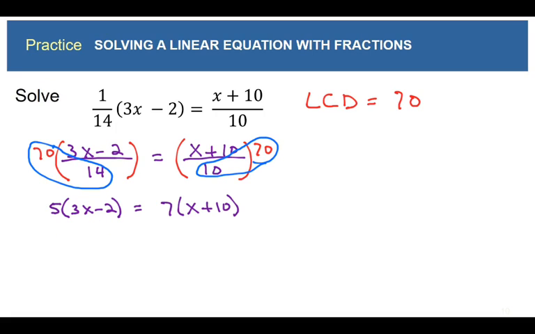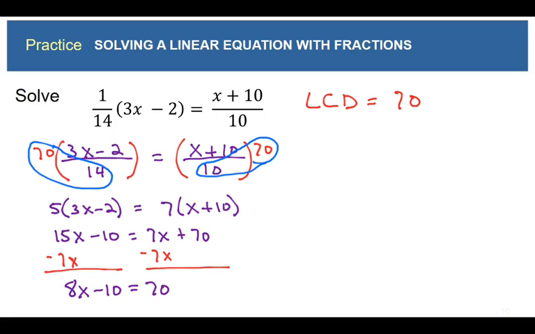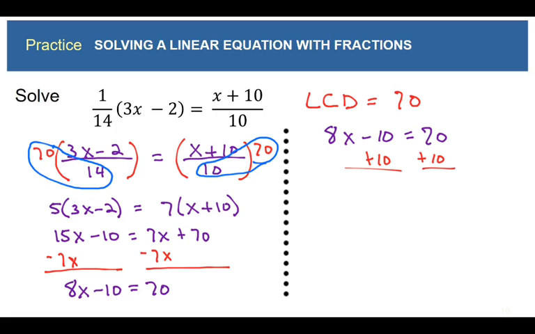Okay, now let's distribute the 5. And let's distribute the 7. And now we see that we've got both kinds of terms on both sides of the equal mark. I have x's and constants on both sides. So I want to eliminate the smaller x term. All right, minus 7x on both sides. That will leave us 8x minus 10 on the left and 70 on the right. Now let's add 10 to both sides. That's going to give us 8x equals 80. And then divide both sides by 8. That's going to give us x equals 10. And we're going to check on the next slide and make sure that we did it right.